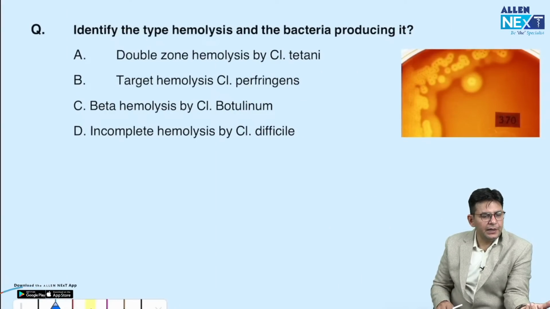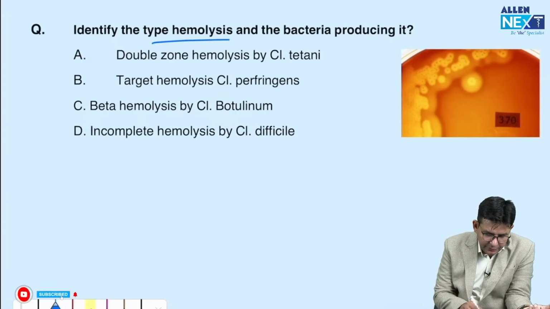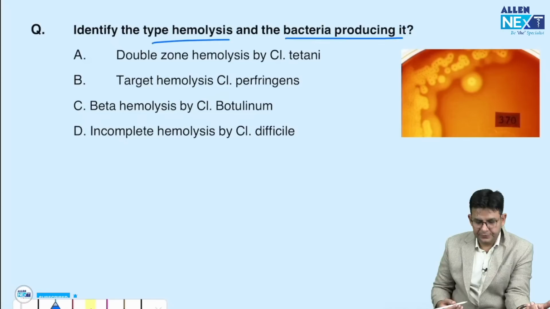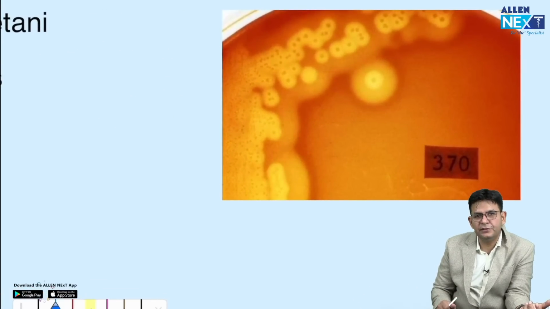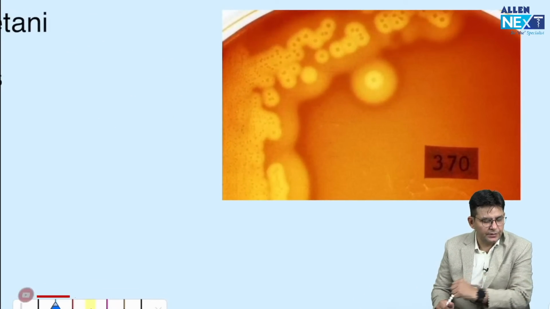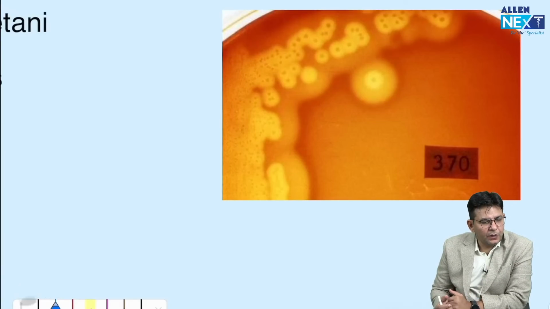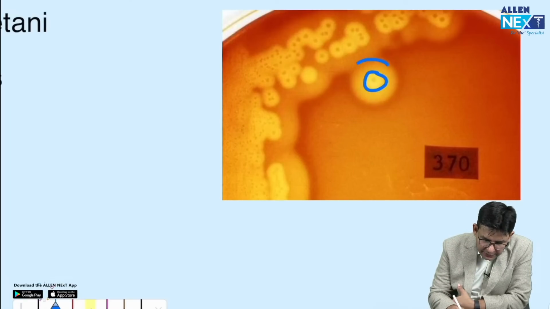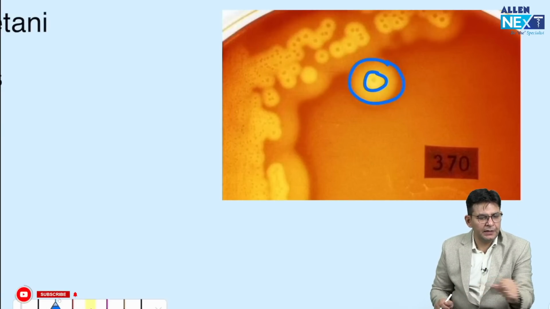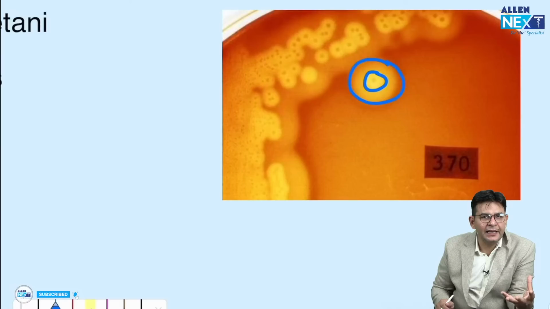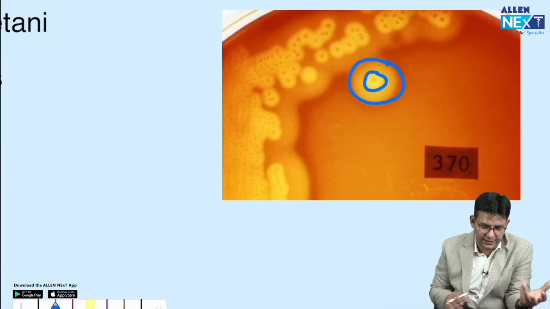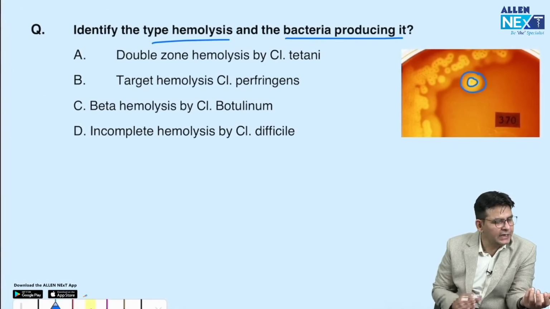Now, coming to this particular one, guys. Identify the hemolysis and the bacteria producing it. As you can see in this particular picture, if this comes in your exam, can you tell me what we are looking at? Yeah, very right, Manisha. Now coming to this one, tell me what you are observing. Aren't you observing a double zone of hemolysis? So this is termed as double zone or target hemolysis. But the important thing is target hemolysis, double zone hemolysis of what? What are the options telling?